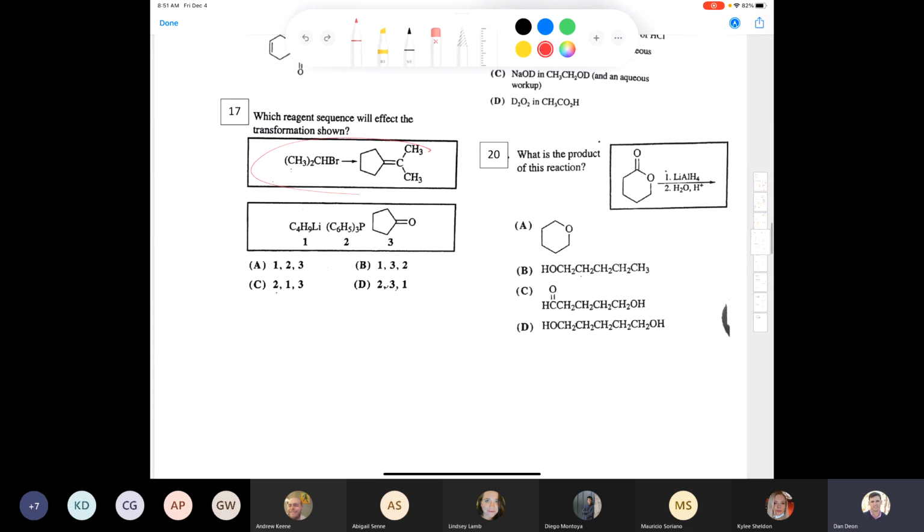So if somebody asks you to start with this bromide and make this alkene, and here are your reagents, in what order do you throw them in the reaction flask? You start with this. Do you add 1, 2, or 3 first? And in what order do you put the other reagents? I'll give you a second.